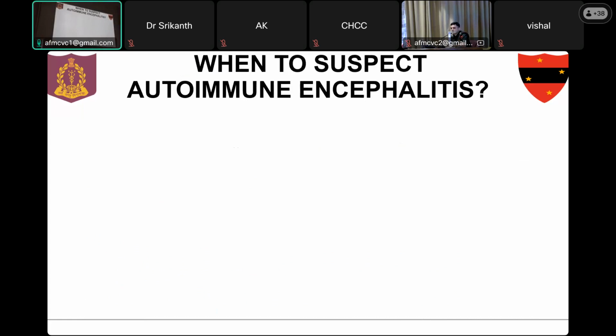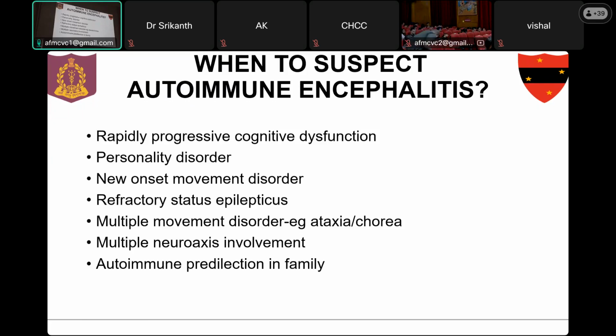First thing, sir, the patient is having earlier onset, especially in the female population, and patients who are refractory to routine medical anti-seizure medications, and positive family history. Whenever there is a rapidly progressive cognitive dysfunction, a personality disorder, a new onset movement disorder, refractory status epilepticus, or multiple movement disorders occurring in the same patient, multiple neuraxis involvement, and some history of autoimmune potential in the family.